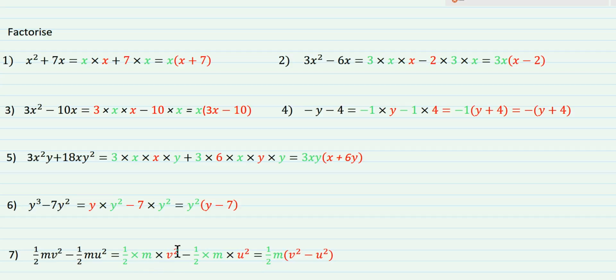Yeah, then you see what's left behind. So v squared is left behind, so you open the bracket and you put a v squared. Then what's left behind here? There's a minus u squared, so you put a minus u squared and you close the bracket.